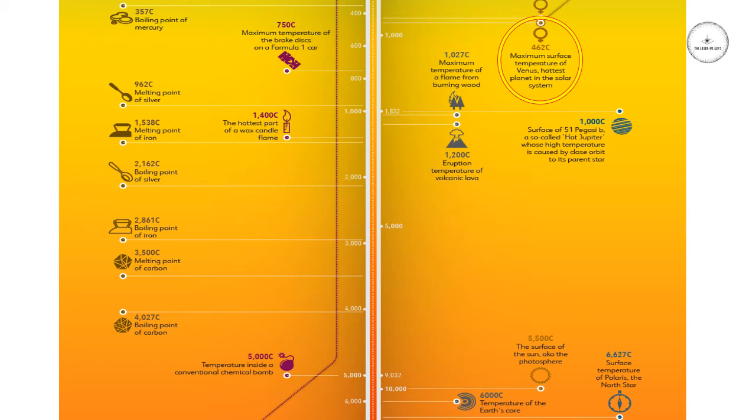Whereas the maximum measured temperature on the surface of Venus is around 462 degrees Celsius. Venus is the hottest planet in the solar system because of the greenhouse effect. It's covered in a very thick layer of clouds, which traps all the heat that it receives from the sun. The heat can't escape, so the surface gets extremely hot. Venus is often referred to as the sister planet of Earth. The surface of the sun can reach around 5,500 degrees, which is pretty cold compared to the core of the sun, which can reach millions of degrees.